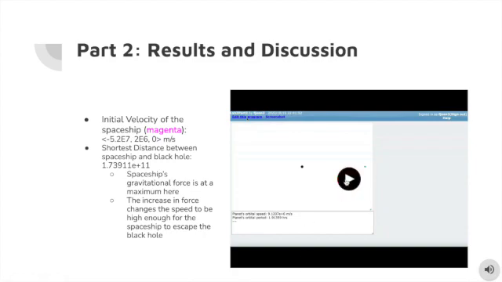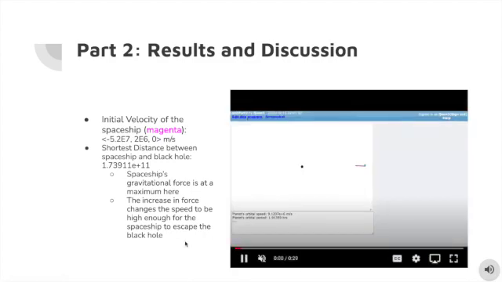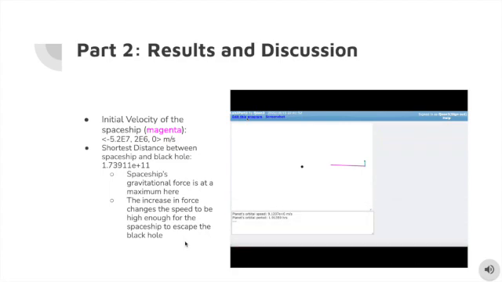Through trial and error, an initial velocity for the spaceship was found to be negative 5.2 times 10 to the 7th in the x direction and 2 times 10 to the 6th in the y direction, meters per second, which is simulated by the video on the right, which shows the spaceship moving left and slightly up before getting shot out of the black hole system.